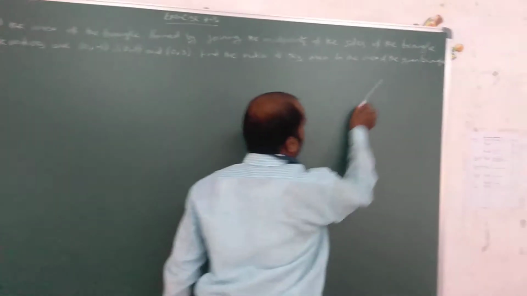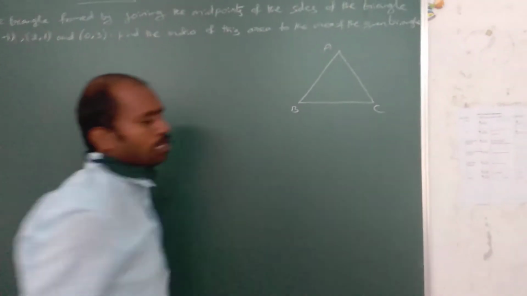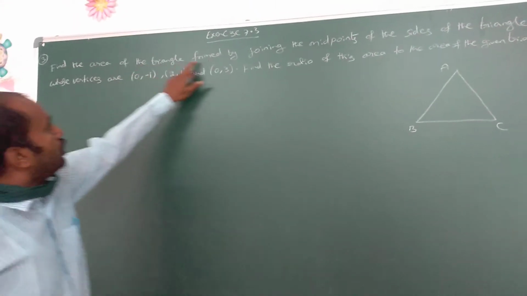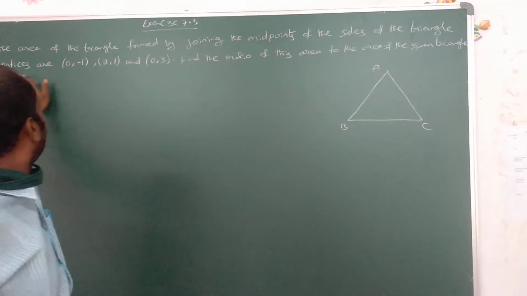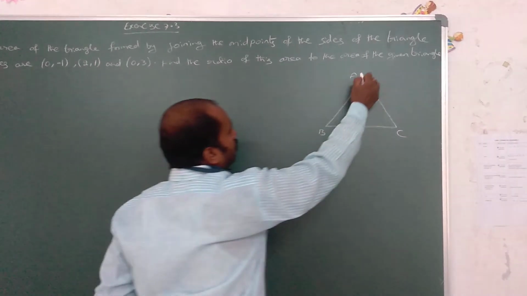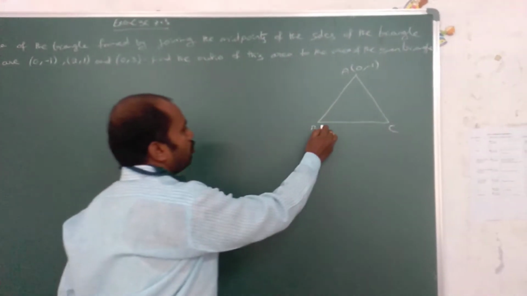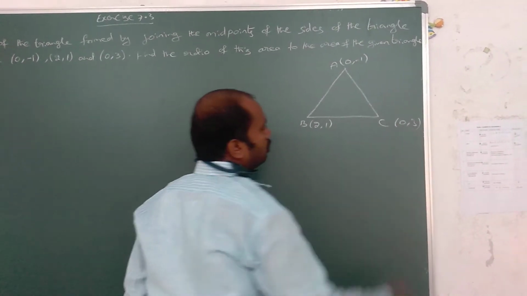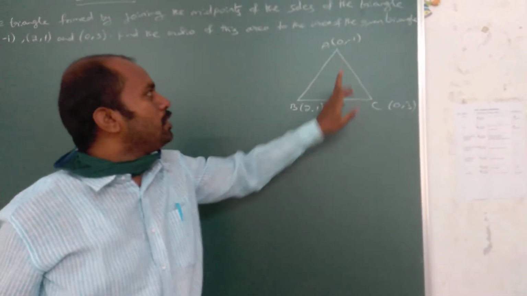First you can take one triangle, that is triangle ABC. These are the three vertices of a triangle. Here also three vertices are given. The first vertex is (0, -1), take that as A. The second vertex B is (2, 1). The third vertex is (0, 3). These are the given three vertices of triangle ABC.